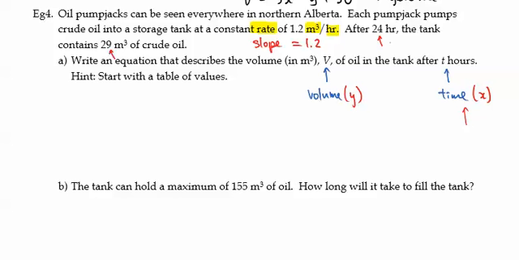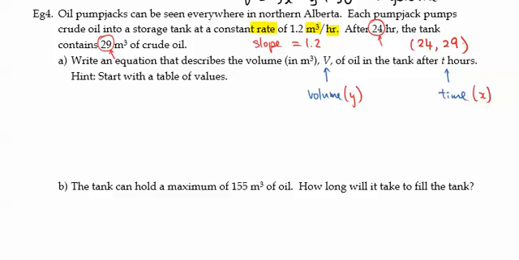After 24 hours, it sounds like this is a number for the x. This is time. When x equals 24 hours, the volume, the amount of crude oil in the storage tank is 29. So those two numbers together will give us a point. The x value will be the time, and the y value will be the volume.